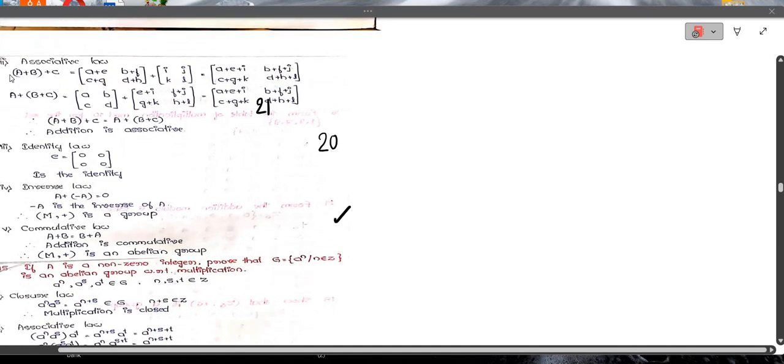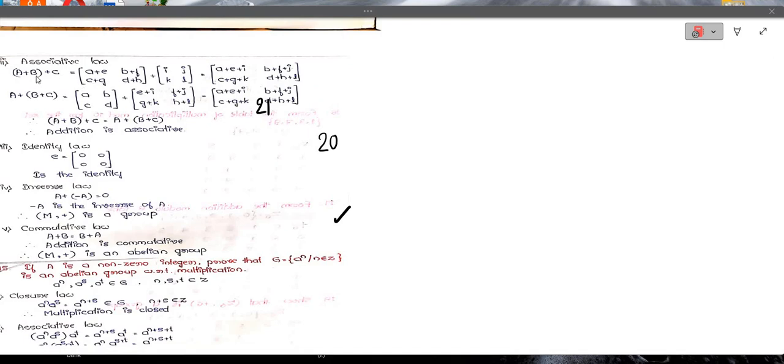Next, associative law. For this, (A + B) + C equals, we already have A + B. Now I am adding C. C is [i j; k l]. Same procedure you can follow. That means first one plus first one, second one plus second one, third one plus third one, fourth one plus fourth one. Then you are going to get this matrix. Next, we want to find out A + (B + C). This is B + C, A is this one. Again add. Then we are going to get this matrix.